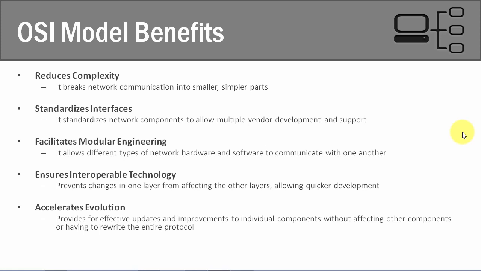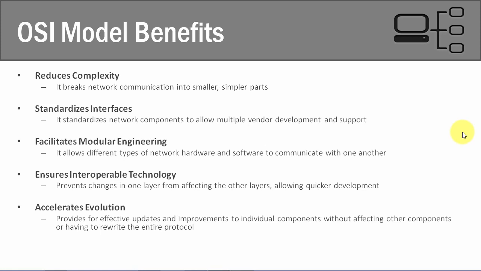So what are the benefits? Well, the first one is that it reduces complexity. If we're breaking down the way that a communication works and how we understand it across the network, then it makes a lot more sense when we break it up into 7 discrete layers versus if we have no layers at all and we're trying to explain it. So when we break up the communication into smaller parts, it's easy for us to understand.